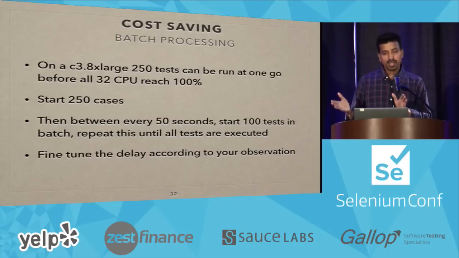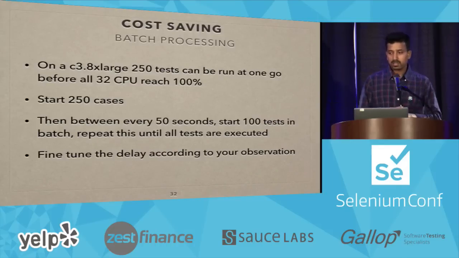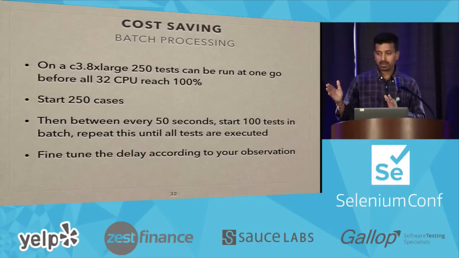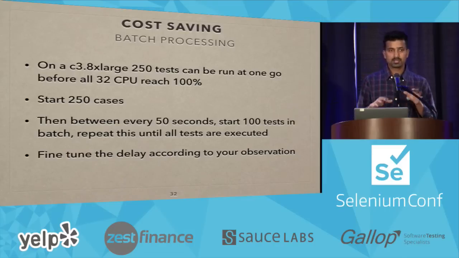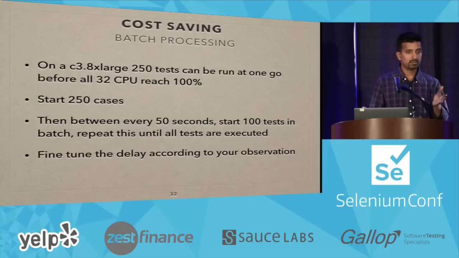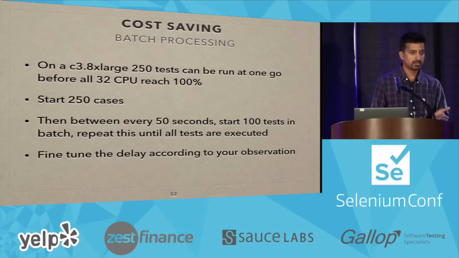So this is what I call batch processing as a solution to this problem of not using the grid on AWS optimally. On a C3 8xlarge, 250 cases can be run at one go before all 32 CPUs reach 100%. So what I do is I start 250 cases, wait for 50 seconds, and that's a number that you can fine-tune based on observation, then run 100 tests and wait for another 30 or 50 seconds, and keep on until you finish all your tests.